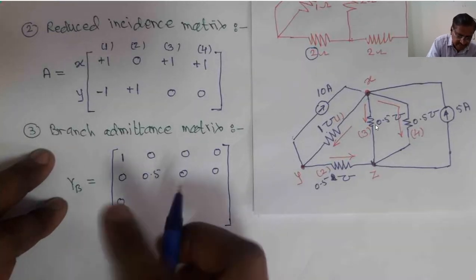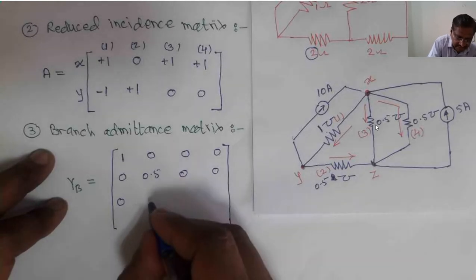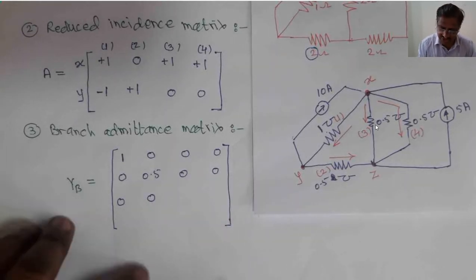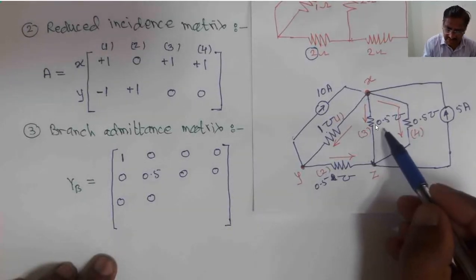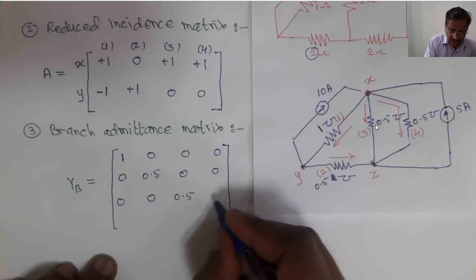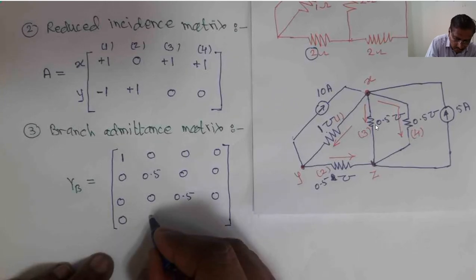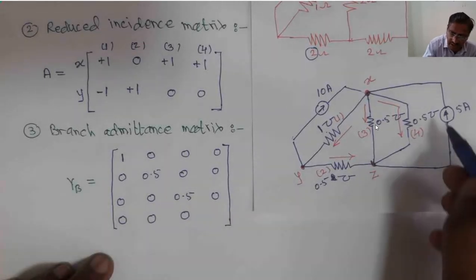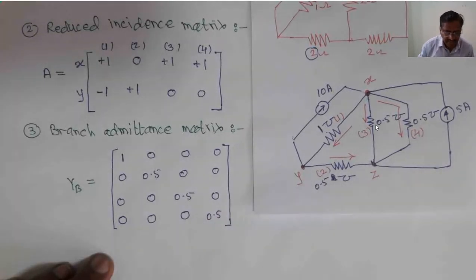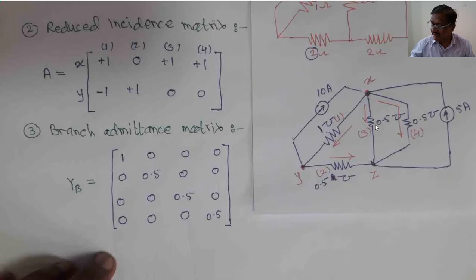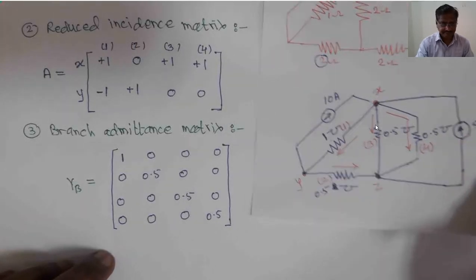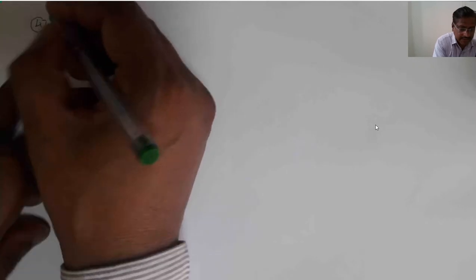For the branch number 3, this is Y31, Y32 and Y33. We are interested in Y33, that is the admittance of the third branch. Its admittance is 0.5, means this entry will be 0.5 and remaining all entries will be 0. Similarly, we are interested in the calculation of Y44, where this is Y41, Y42, Y43 and this is Y44, and its admittance is 0.5 more. This is the preparation of the branch admittance matrix, which is YB. If we know YB, then we can calculate the remaining values, which I will discuss in step number 4.